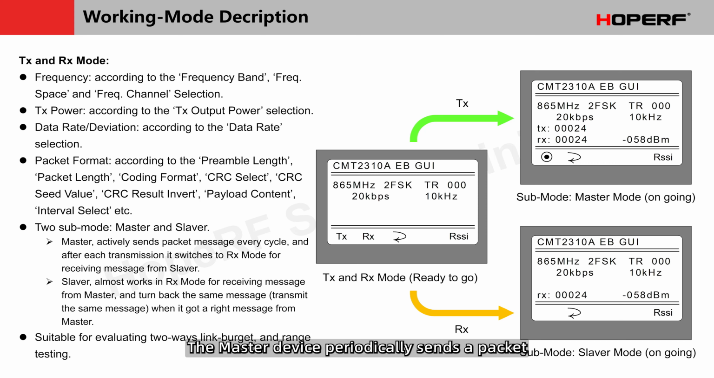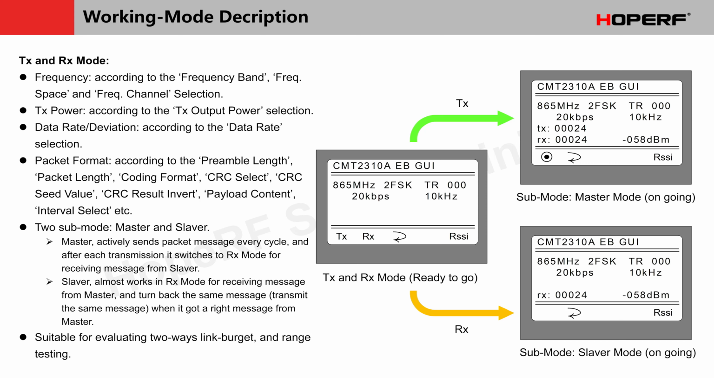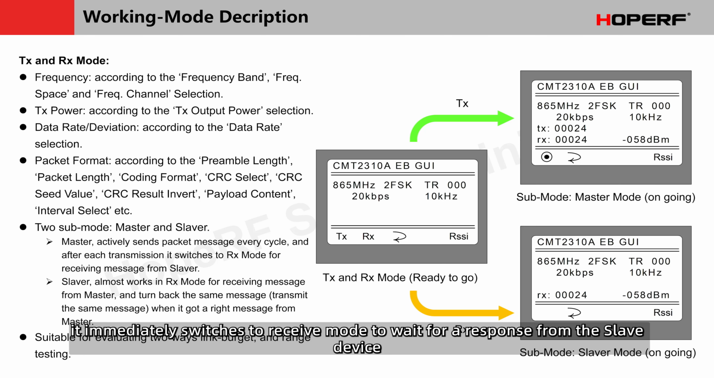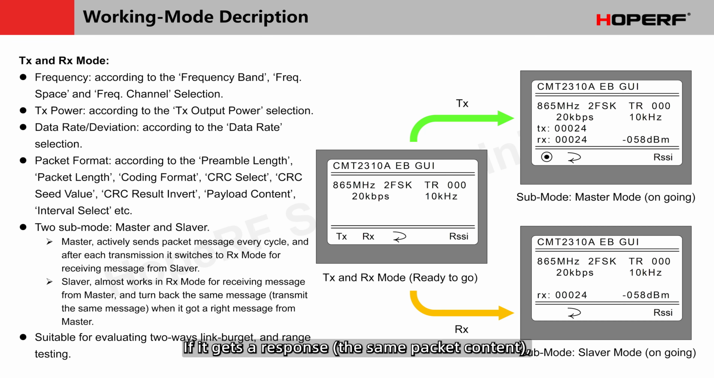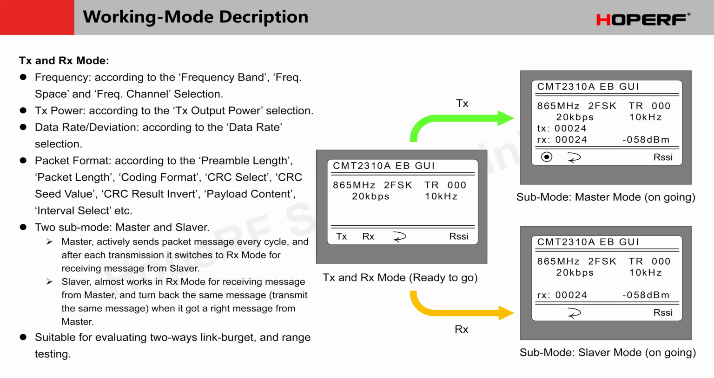The master device periodically sends a packet. After transmitting, it immediately switches to receive mode to wait for a response from the slave device. If it gets a response, the same packet content, it counts it and then proceeds to the next transmission. If it doesn't get a response within a timeout, it also proceeds to the next transmission.